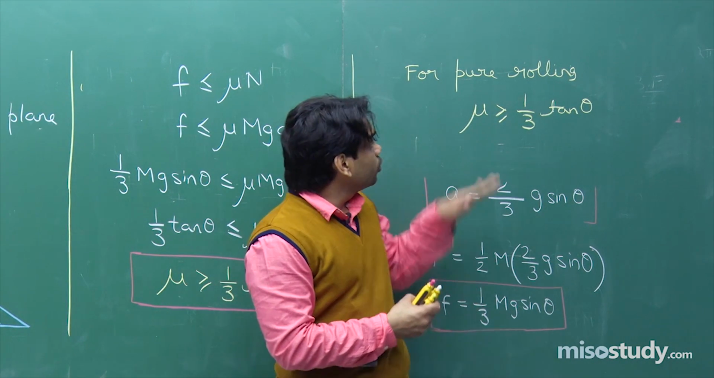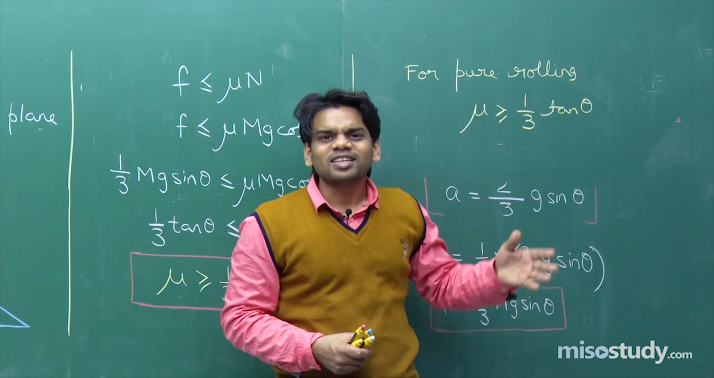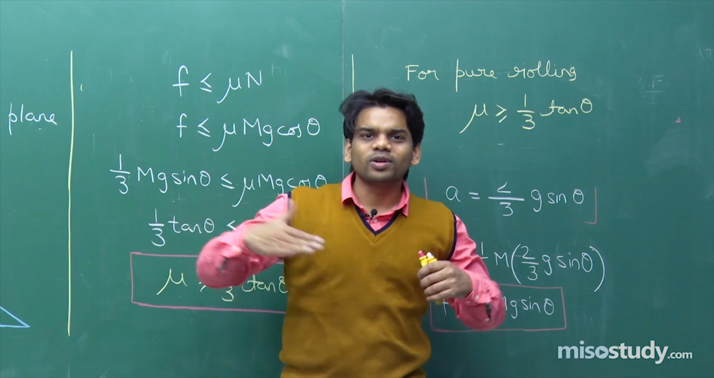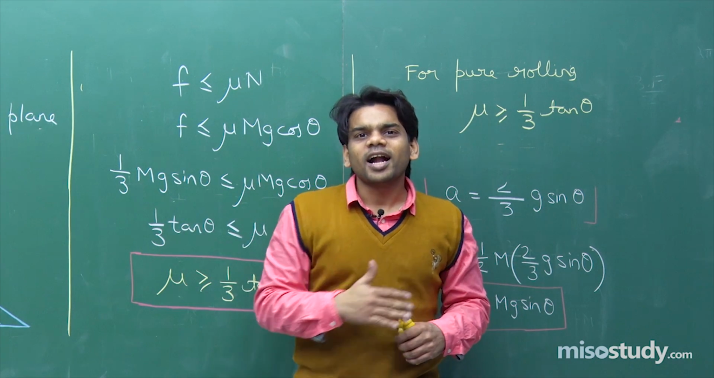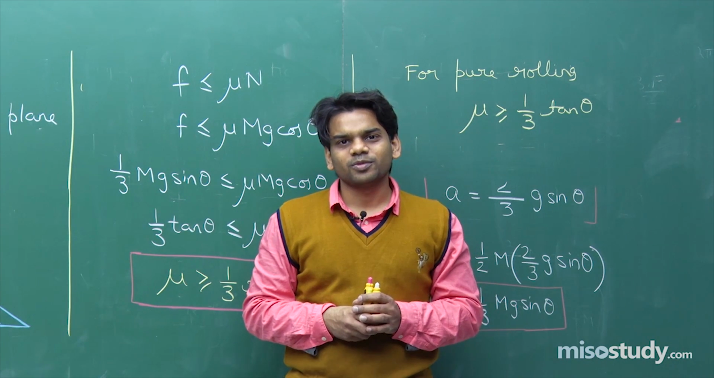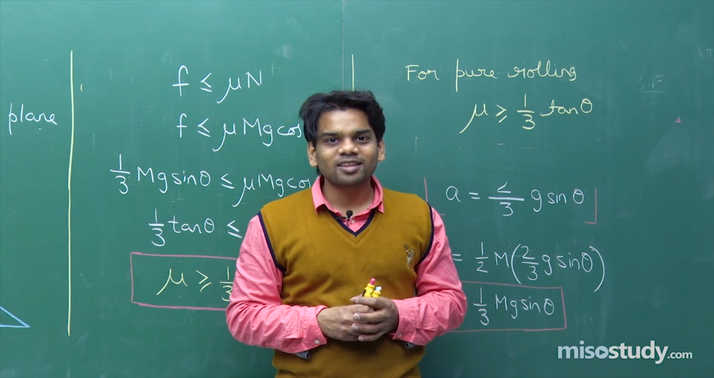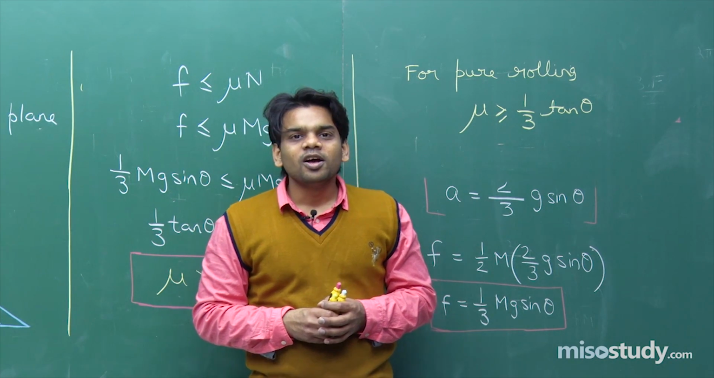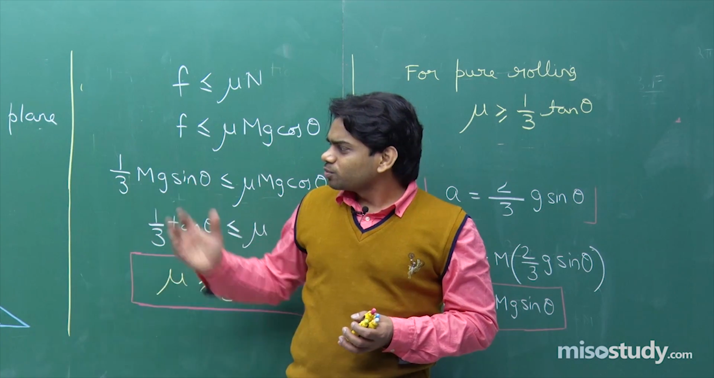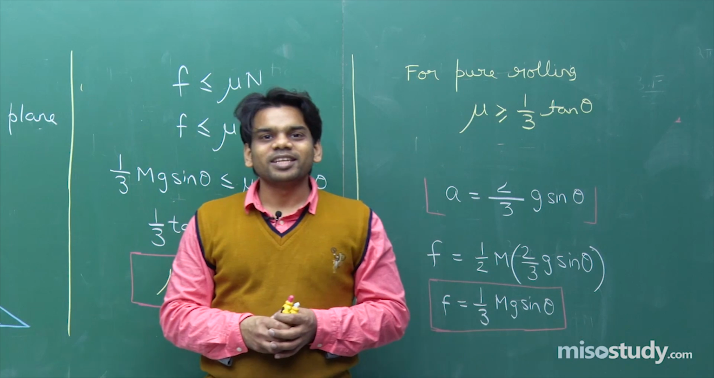And if the value of mu is less than this, the body will start sliding. That means it's going to slide over the surface, it's going to slip over the surface, and it will perform a pure linear motion. So I believe that you would have understood when I say mu should be greater than or equal to 1 by 3 tan theta. Hope you can analyze more things about this motion, and we'll see more examples in the next lecture.